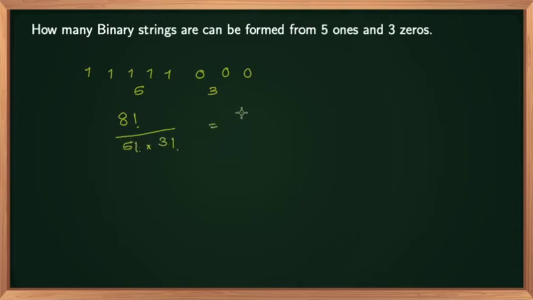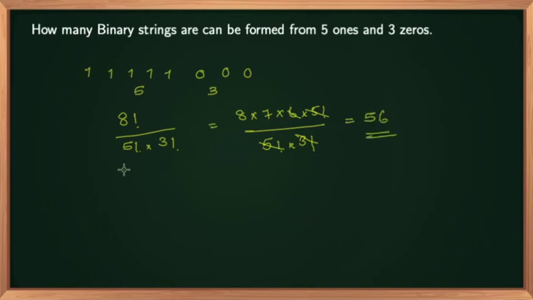Which is equal to 8 into 7 into 6 into 5 factorial divided by 5 factorial into 3 factorial. So 3 factorial is 6. So you can cancel out 5 factorial, and 3 factorial and 6. So 8 into 7, the answer is 56.